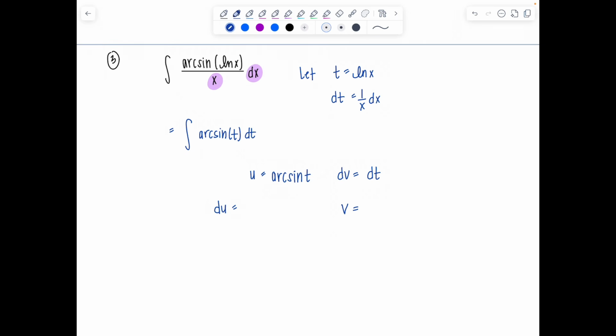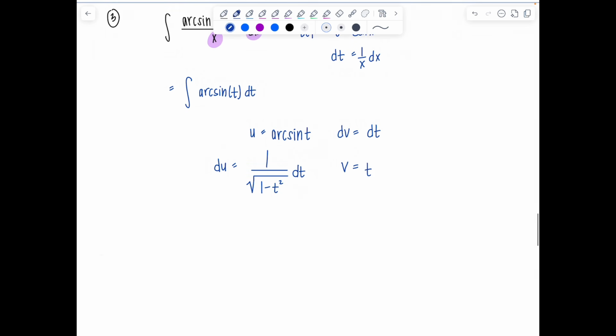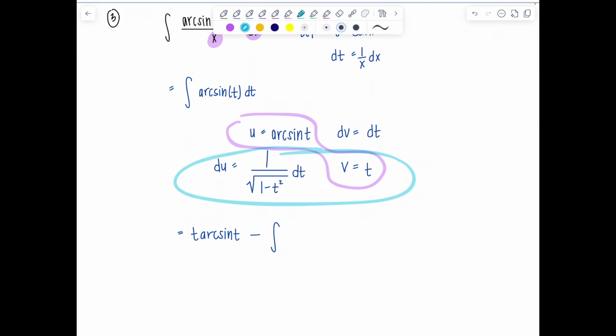Okay, so then du, derivative of arcsine of t, would be 1 over square root 1 minus t squared dt. And then v is just t. All right, here we go. So we're going to have this product outside, uv. So t arcsine of t minus integral v du. So that's going to be t over square root 1 minus t squared dt. Perfect.